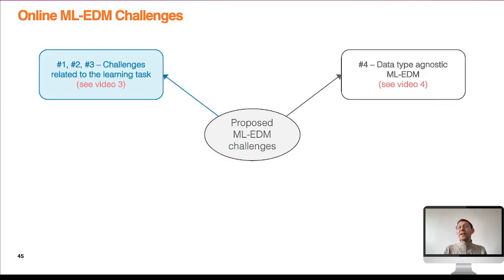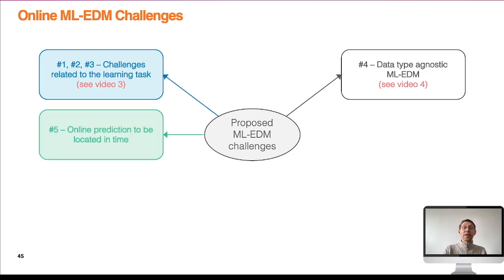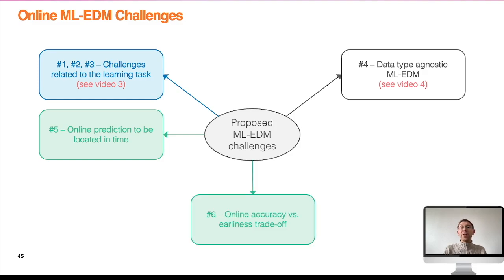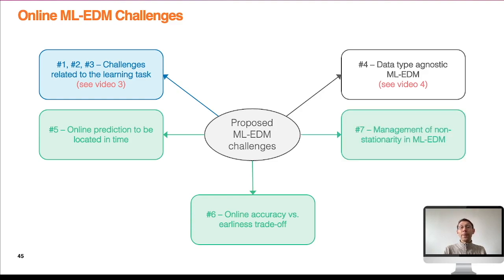Finally, this slide summarizes the three new challenges presented in this video. Challenge number 5 consists in making online predictions which are localized in time. Challenge number 6 consists in redefining the quality versus earliness trade-off in the case of online early decision making. Finally, challenge number 7 is more difficult and aims at managing non-stationarities in online early decision making.